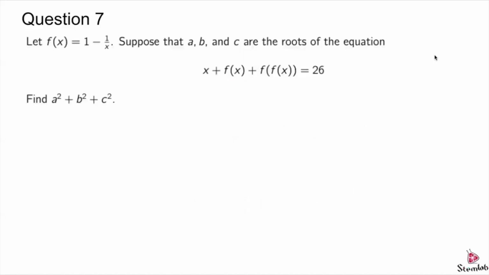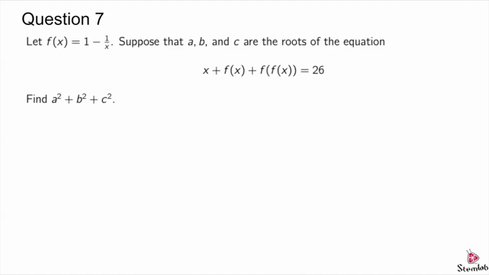Question 7 states: let f of x be equal to 1 minus 1 over x. Suppose that a, b, c are roots of the equation x plus f of x plus f of f of x equals 26. Find a squared plus b squared plus c squared.